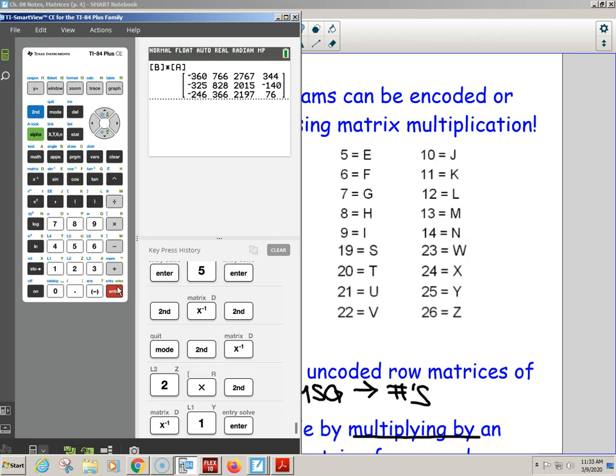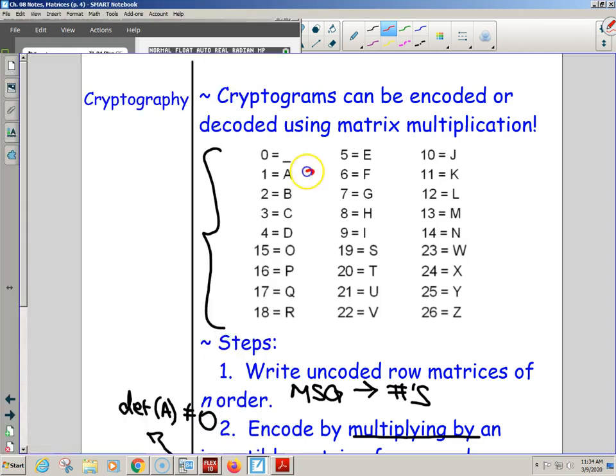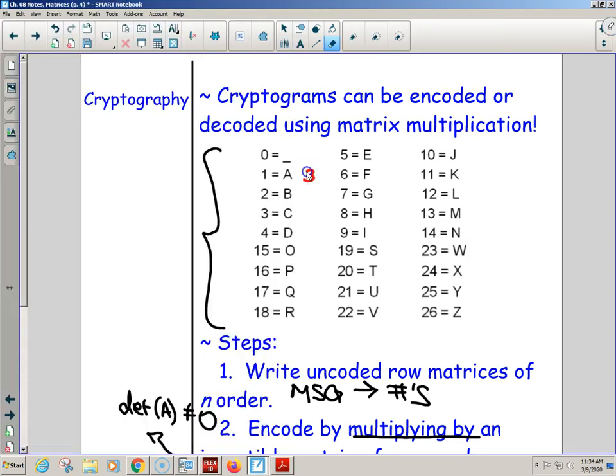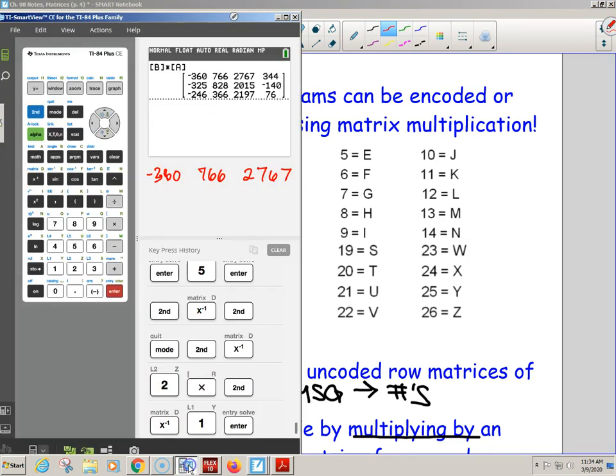No. Now, even better, I wouldn't even give this to you in a nice matrix. What I would give you is a big old string of numbers, just negative 360. This is what your bonus is going to look like: 766, 2767, 3. Oh, see, I'm going to lose it now. But I would have written that out in a big old string of numbers to hide the message even more.